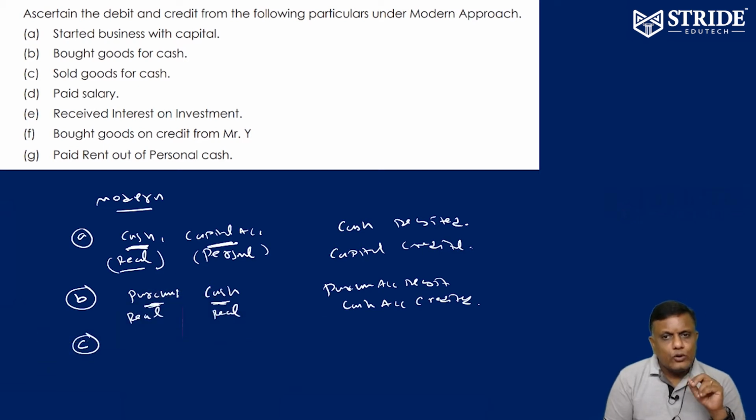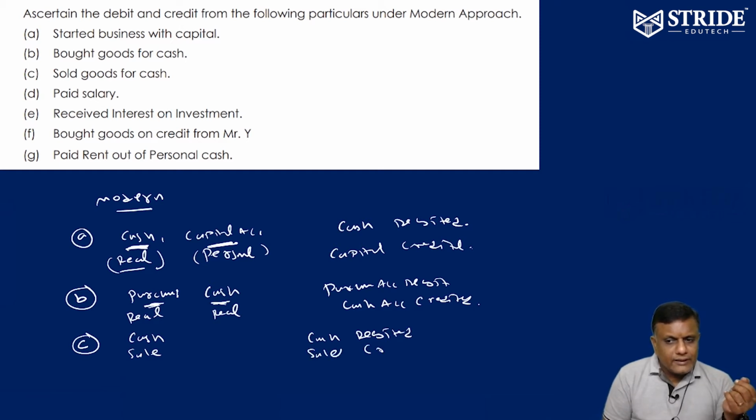Next, C. Sold goods for cash. Which means there is a sale and there is cash. So cash is also involved, and sales is also involved. Cash comes in, sale of goods goes out. What is to be debited? What comes in to be debited. Cash comes in, so to be debited. What goes out? Sale of goods goes out. That is to be credited. So cash to be debited, sale of goods credited. So cash to sales.